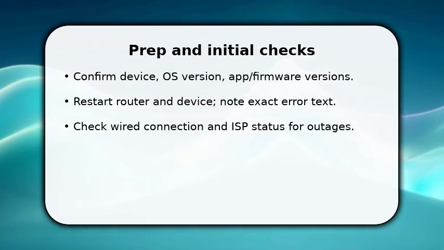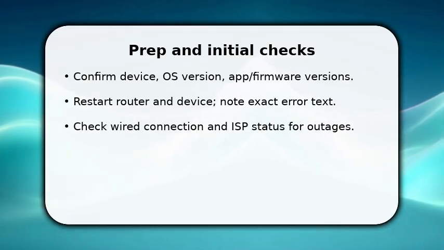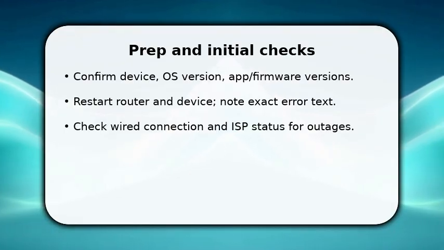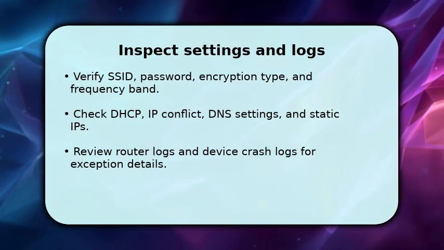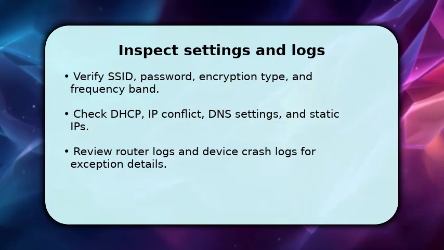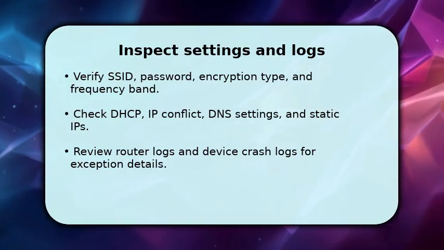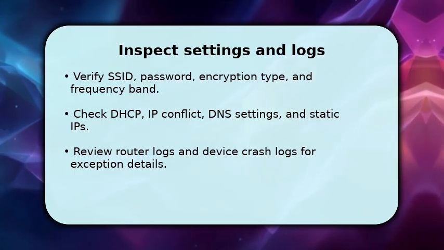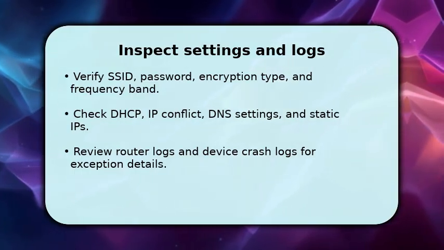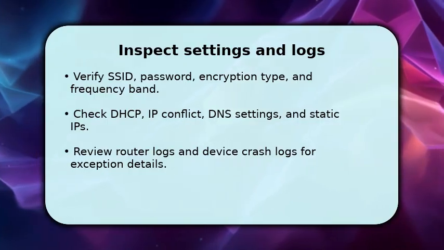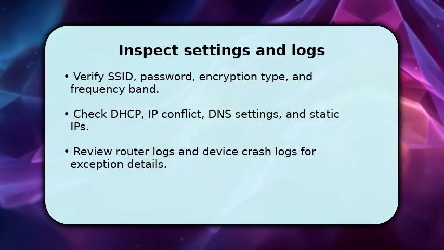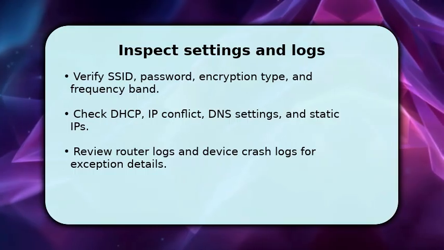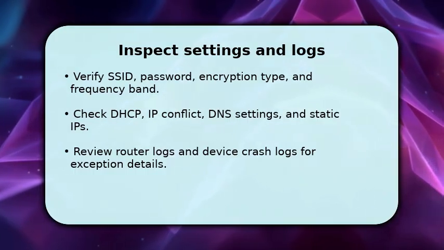You now dig into configuration. Confirm the SSID, password, encryption, WPA2/WPA3, and whether the device is using 2.4 GHz versus 5 GHz because compatibility issues are common. Then validate DHCP lease status, IP conflicts, and DNS resolution. Assign a static IP temporarily if leases fail. Once done, pull router logs and the device's crash or exception logs.